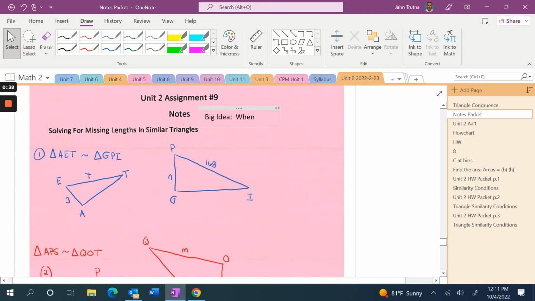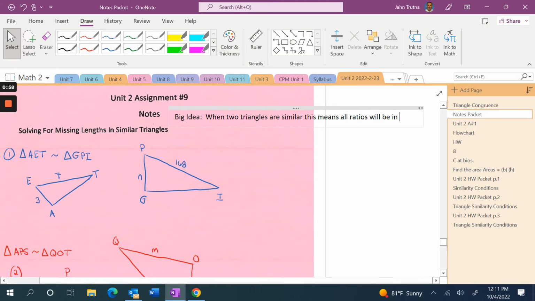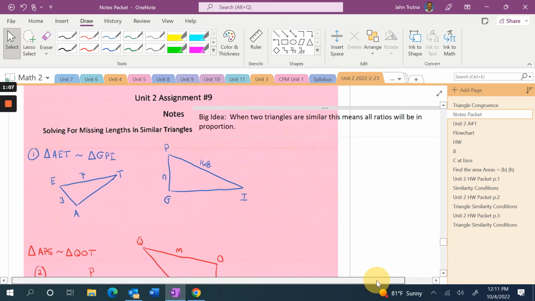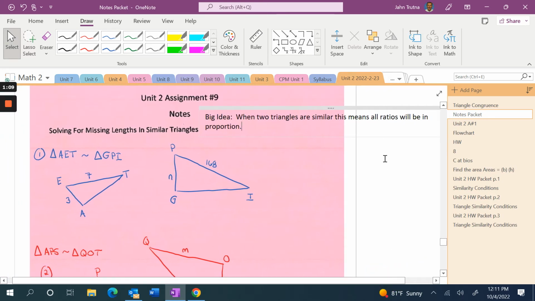Okay, when two triangles are similar, this means all proportions, all ratios will be in proportion. So the big idea is when two triangles are similar, all the ratios will be in proportion.